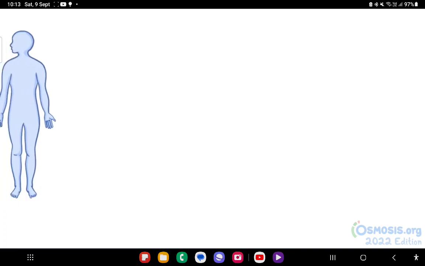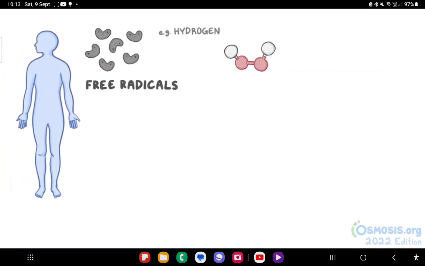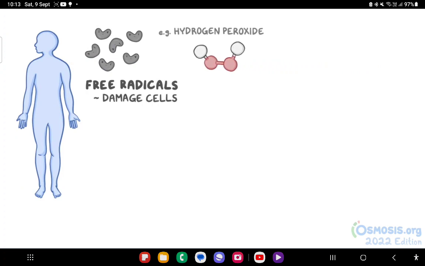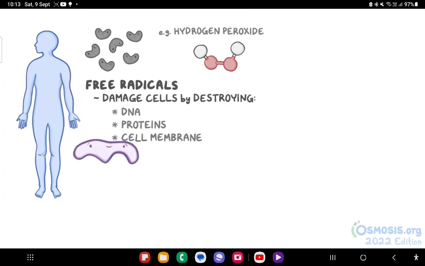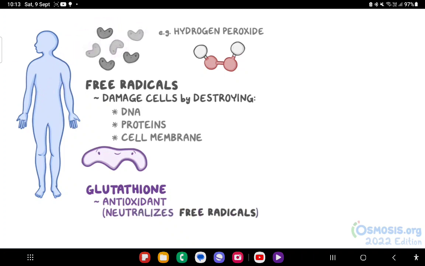Now, normally, as part of the metabolic process, our body produces free radicals like hydrogen peroxide, or H2O2. Free radicals can damage the cells in many ways, including destroying the DNA, proteins, and the cell membrane. Now, we have a molecule in our body called glutathione, which acts as an antioxidant and goes around and neutralizes these free radicals. In order to function, these molecules need to be in the reduced state, where they can donate an electron to the H2O2 and convert them into harmless water and oxygen.